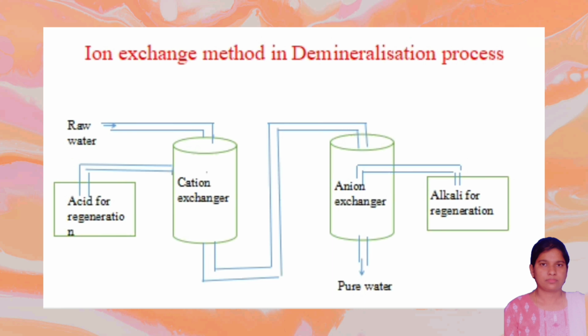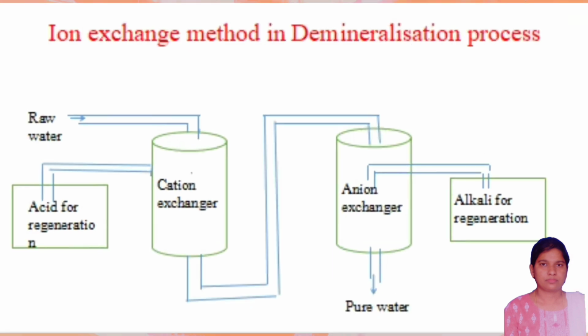Let us see the softening of water. In water softening, the cation exchanger contains cation exchange resin having Na plus ions. These Na plus ions are replaced by cations that make water hard, such as Mg2 plus and Ca2 plus ions.